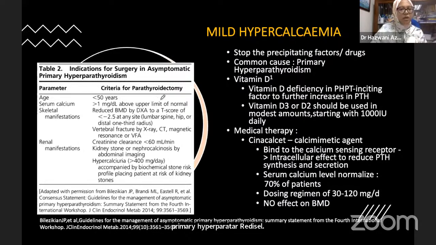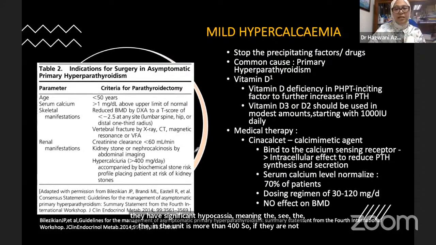millimoles above the upper limit of normal calcium; the skeletal manifestation, where there is evidence of osteoporosis, or the patient presented with fractures, vertebral fractures particularly. When they have renal manifestation, when eGFR is less than 60, when they have renal stone, nephrocalcinosis, or significant hypercalciuria, meaning the calcium in the urine is more than 400 milligram per day. So if they are not indicated yet for surgery, we can still watch and wait.